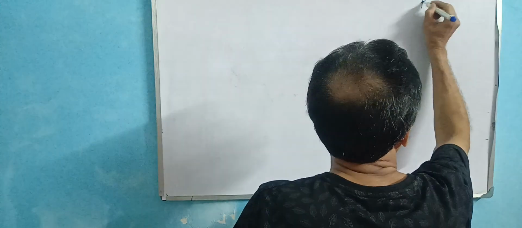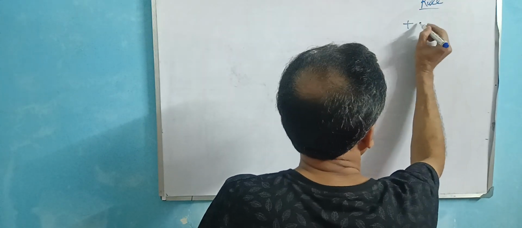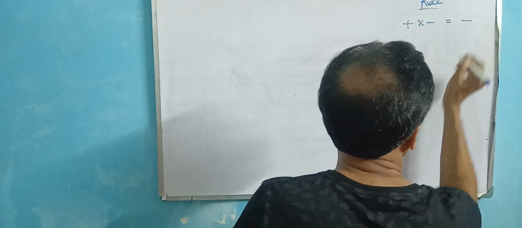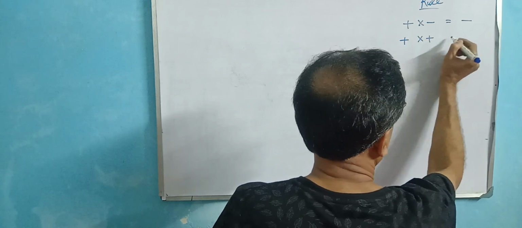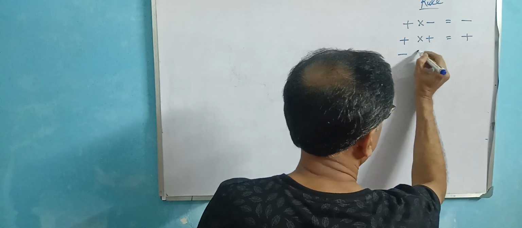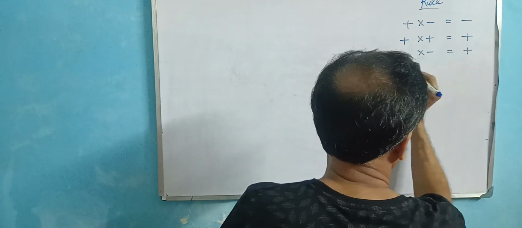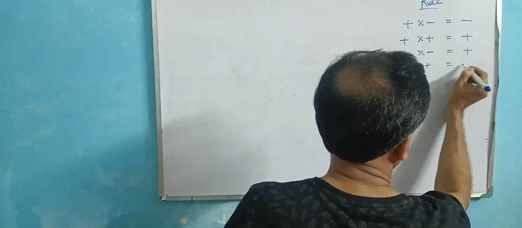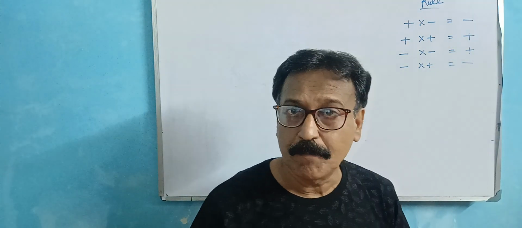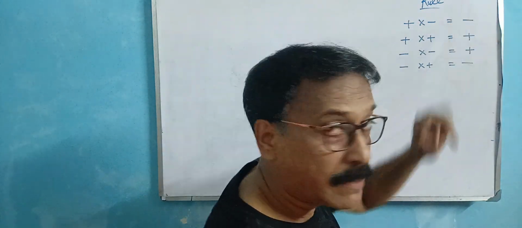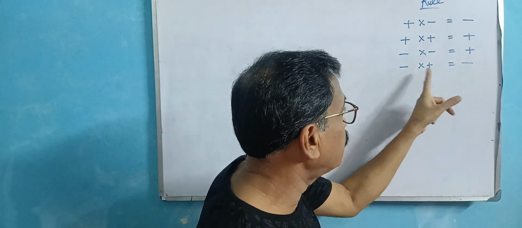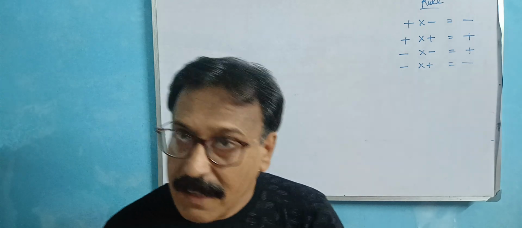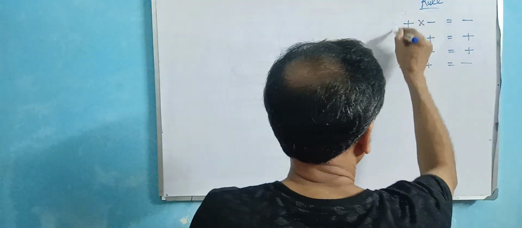You already know the rule of multiplication: plus into minus is minus, plus into plus is plus, minus into minus is plus, and minus into plus is minus. I discussed all these things previously. This rule of multiplication is very important in algebra multiplication.